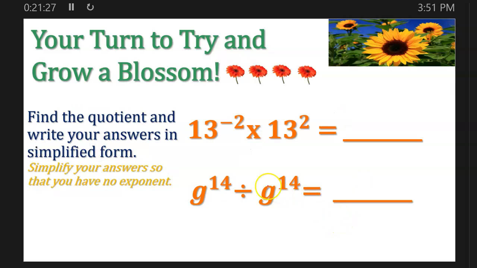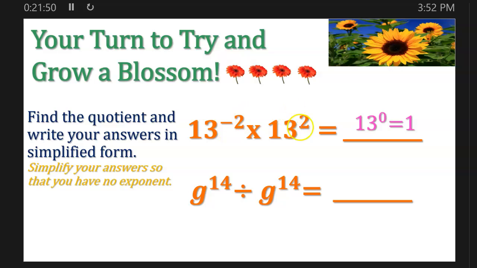Okay, our fourth blossom, find the quotient and write your answers in simplified form. So this means we're going to expand it out when we get our answer. Okay, so let's go ahead and try that. Go ahead and pause, and I'll count. 1, 2, 3. All right, so again, we add our exponents.